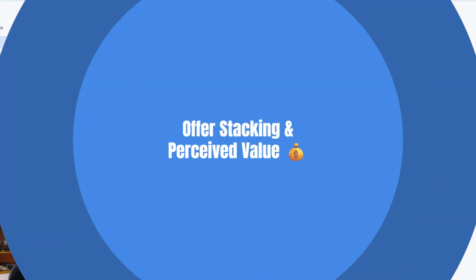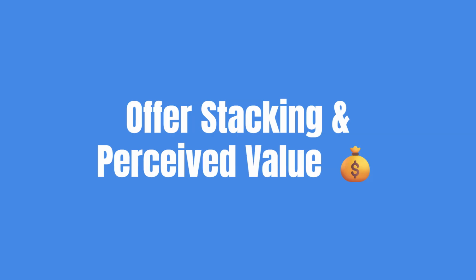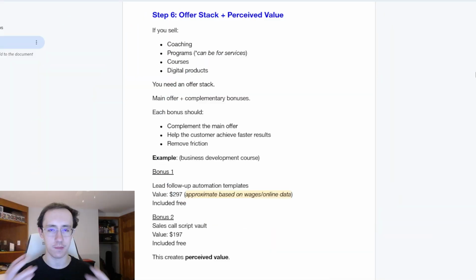Next, we can talk about offer stacking and perceived value. So if you're selling coaching, some kind of program, a course, a digital product, you need an offer stack. So this is your main offer and then complementary bonuses. Each bonus should first, of course, complement the main offer and help the customer achieve results faster or remove some kind of major friction point, right?